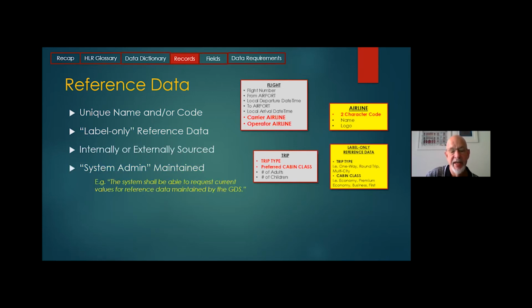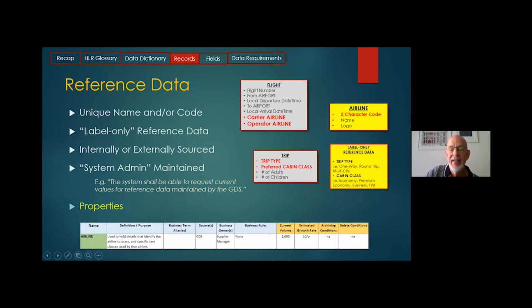But as it happens, we covered that in our high-level requirements. One of those 11 we had was one that said the system shall be able to request current values for reference data that's maintained in that global distribution system. That was one of our sources of data. So our airlines and several other reference data, we've got a high-level requirement. We're going to have an import function when we look at detail requirements that'll get into that details, and that's exactly where some of this came from.